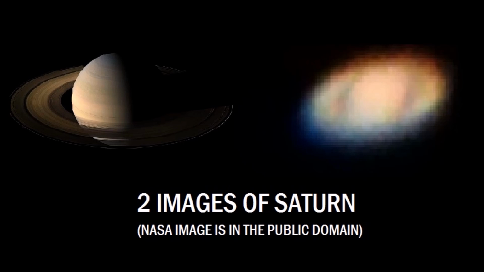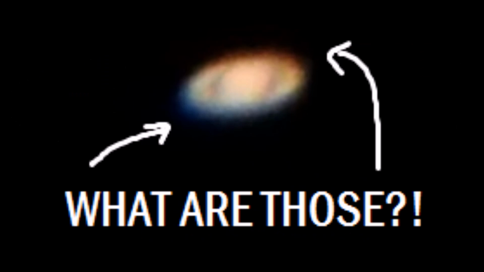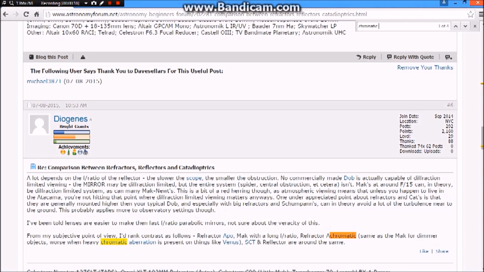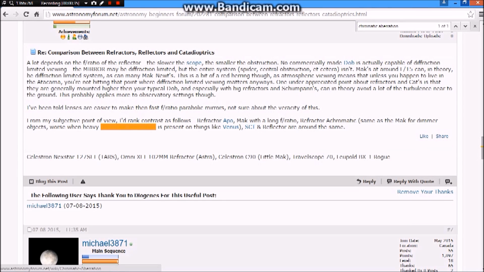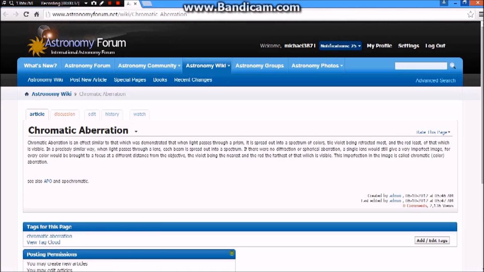Here are two images. Both are of Saturn. Of course, the higher quality one is from NASA, and the other one I took through the telescope. Notice anything odd about the picture I took? What are those? On the left, there's a blue fringe, and on the right, there's a red fringe. But why? Upon some research and asking on forums, I eventually discovered that this interesting scientific phenomenon is called chromatic aberration.